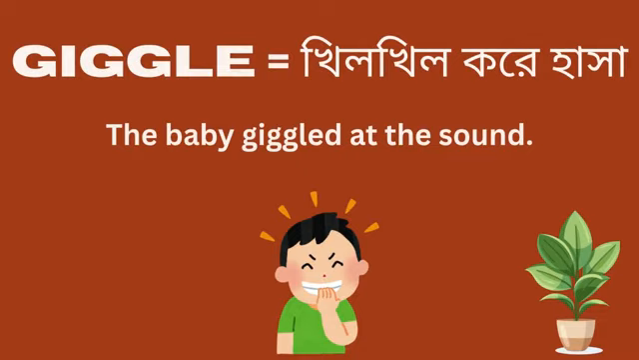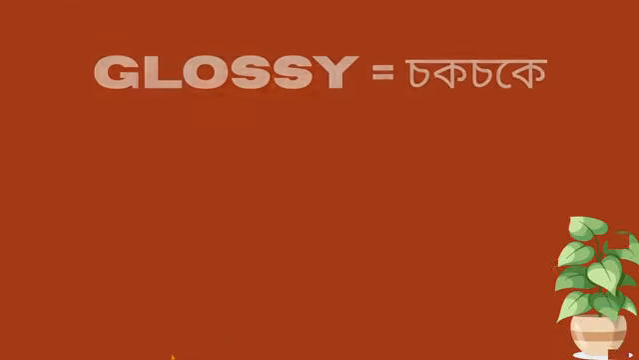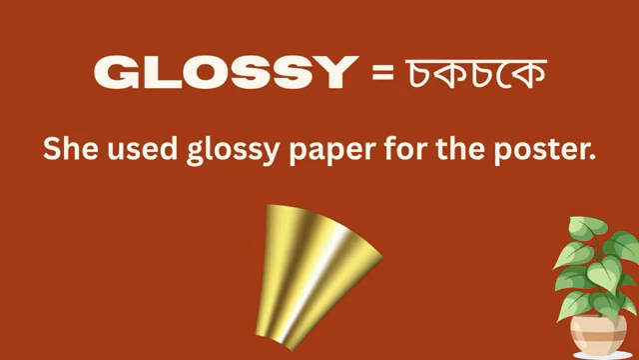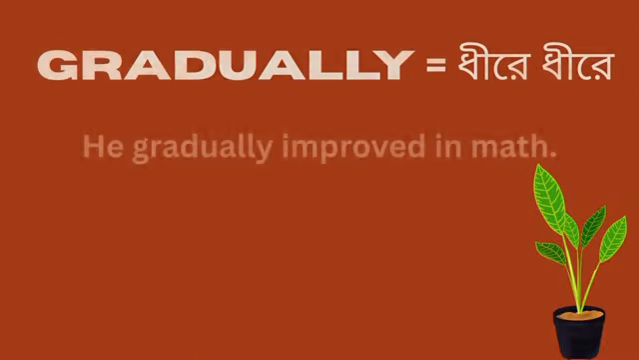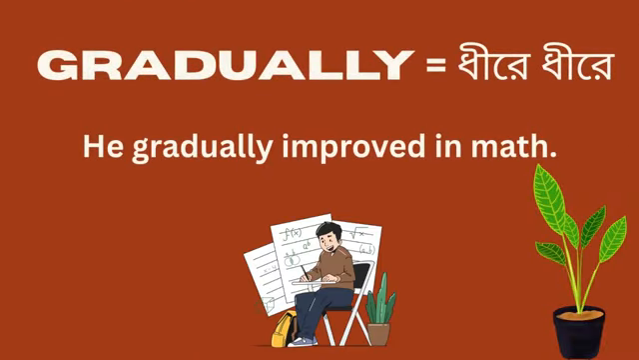Giggle, Khil kore hasha. The baby giggled at the sound. Glossy, Chokchoke. She used glossy paper for the poster. Gradually, Dhire Dhire. He gradually improved in math.